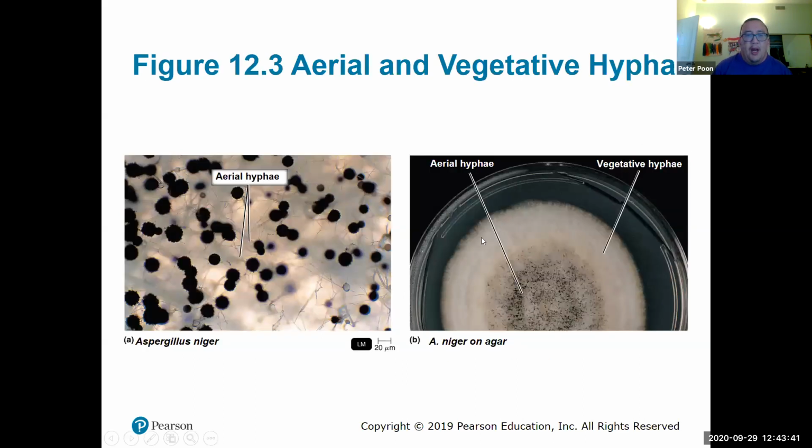Okay, so there are two types of hyphae. The aerial hyphae and the vegetative. The aerial ones are going to make spores, and that's what the little black things are, and they're going to spread the fungus around. The vegetative are the ones that are growing into the food source, and they're the ones that are going to absorb the nutrients.